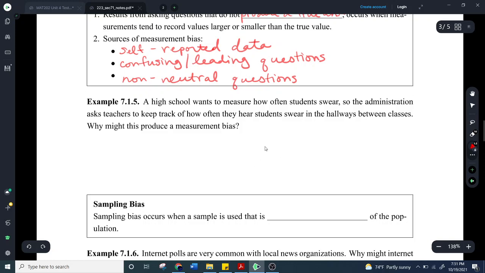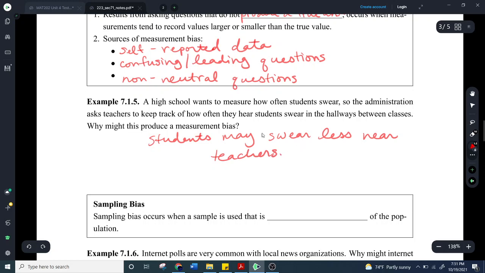So a simple example here, this is kind of a little bit of a silly example. I'm not sure this would be something somebody would want to research, but maybe they would. A high school wants to measure how often students swear. So the administration asks teachers to keep track of how often they hear students swear in the hallways between classes. Why might this produce a measurement bias? Couple of reasons this could produce a measurement bias. It's kind of along the lines of self-reported data that students may kind of tone down their language if they see a teacher around. So we can say students may swear less near teachers.